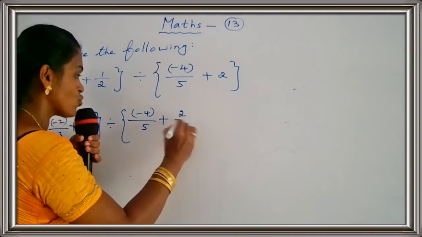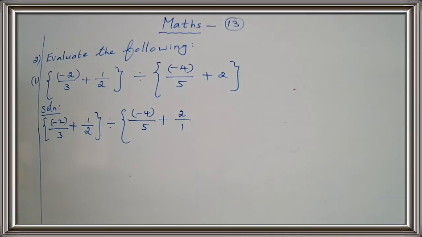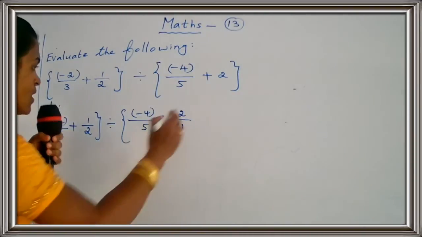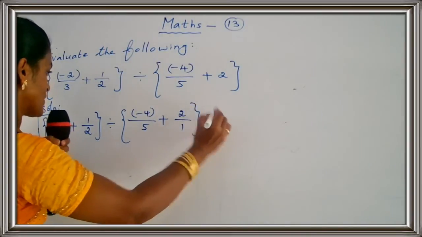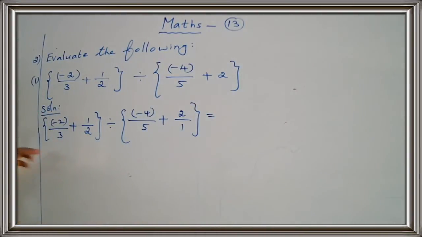Your question, here 2 is there. So, 2 can be written as 2 upon 1. Now you see, first we have to find the value inside the bracket. Okay, so you see that inside the bracket, what is there? Minus 2 upon 3 plus 1 upon 2. Here, addition. We have to add these two rational numbers. Okay, so first this bracket inside, addition symbol is there. So we have to add minus 2 upon 3 and 1 upon 2. How to do?